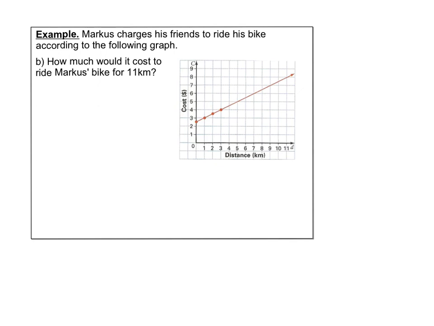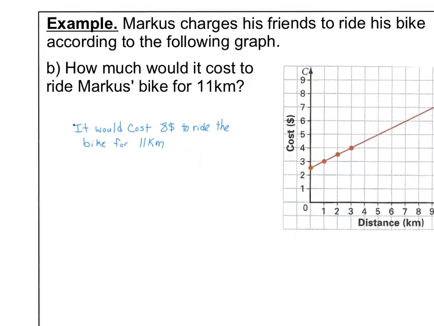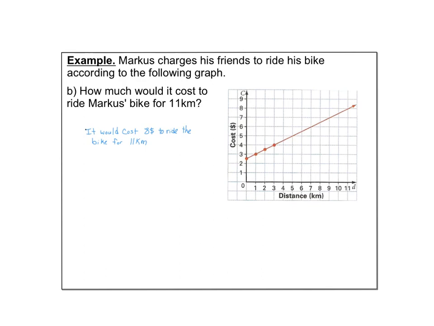Okay, so we need to find the cost at 11 kilometers. Notice we only have data for these first 3 points, but because it's a linear relation, we can extend that line out to find for however many kilometers we need to. In this case, we're only looking for 11. So let's find 11, and same as before, we're going to track up and over onto our y value. So at 11 kilometers, our cost is $8. Okay, so I wrote down our final answer as it would cost $8 to ride the bike for 11 kilometers.